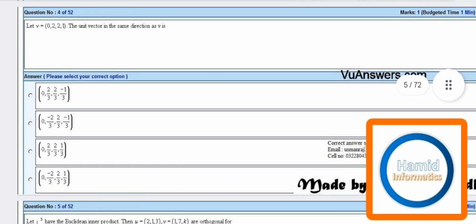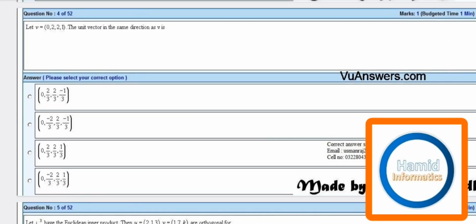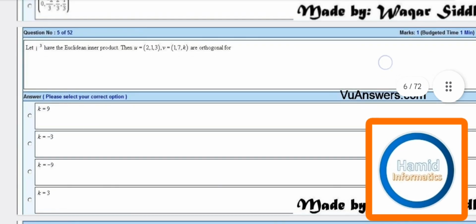Next question is: let v equal (0, 2, 2, 1). The unit vector in the same direction as v is, and the answer is (0, 2/3, 2/3, 1/3).